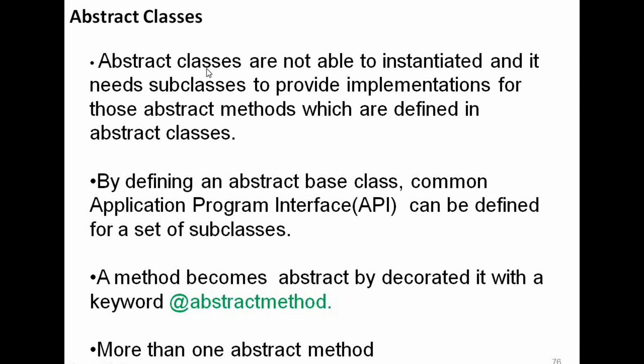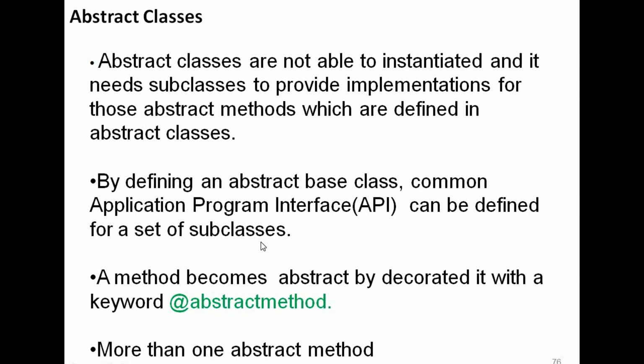But the classes that are derived from the abstract classes should provide the implementation of the abstract methods. That means the classes that are derived from these abstract classes, these subclasses should write the body for the abstract method that is present in abstract base class. Now, by defining an abstract base class, common API can be defined for a set of subclasses.